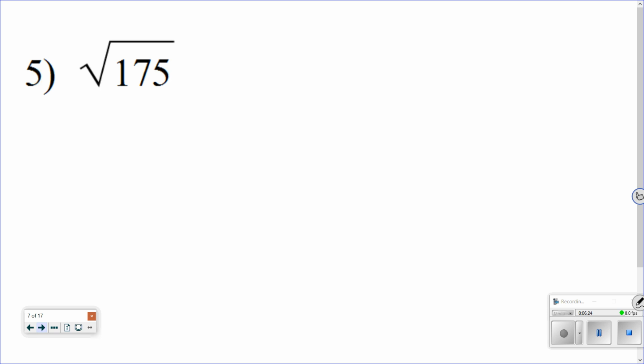So again, pause the video, simplify this, then I'll work down through it and you can compare your answer. All right, so 175. Use your good division skills. We know that because it ends in 5, 5 will go into it. I'm not sure how many times, so I'm going to grab my calculator. 175 divided by 5 comes out to be 35. 35 comes out to be 5 and 7.